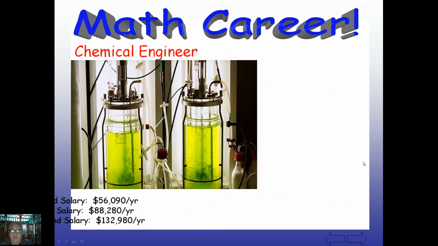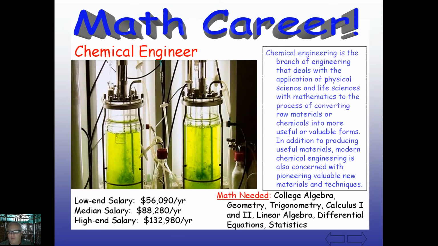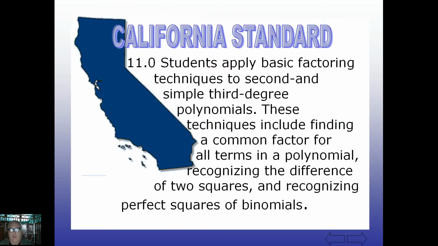So, here's the math career for you. A chemical engineer. More chemistry here. Chemical engineering is the branch of engineering that deals with the application of physical science and life science with mathematics. There's more information right there on the screen. And here's your salary, starting off at a pretty healthy one and going pretty high. Here's the math needed that you would see in college as you worked toward a chemical engineering degree. So, interesting job. All right, 11.0 is our standard, and here we go.